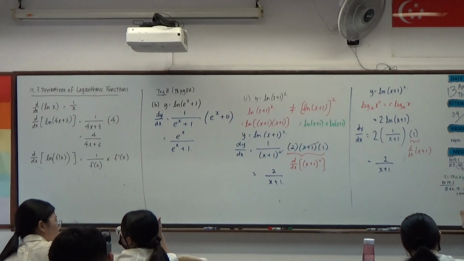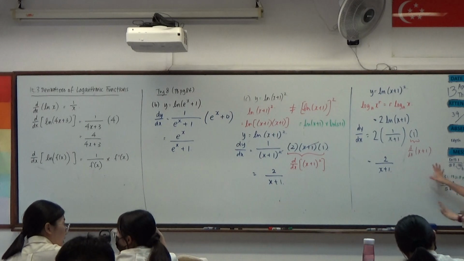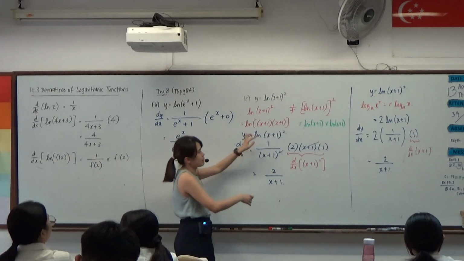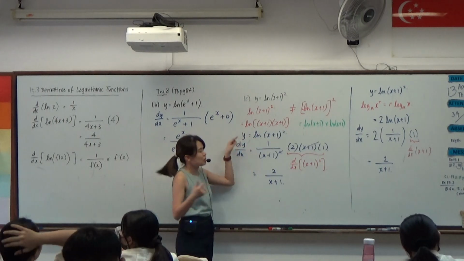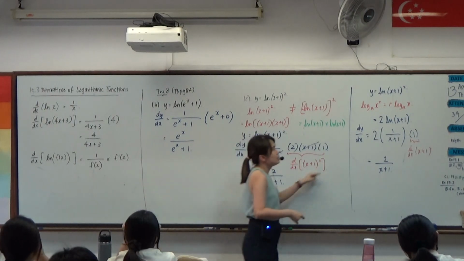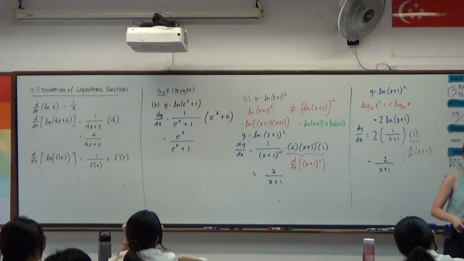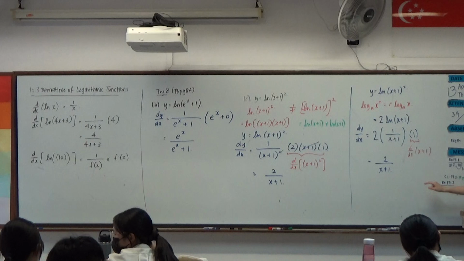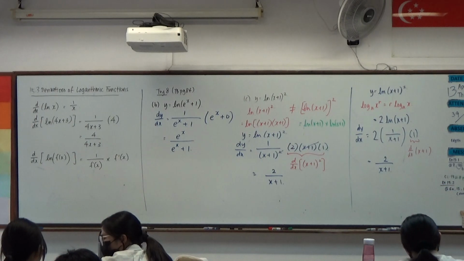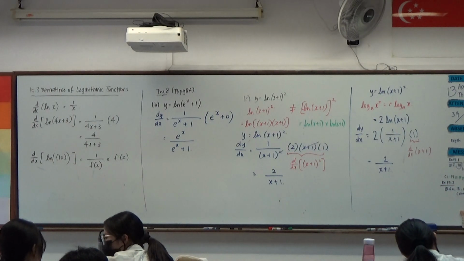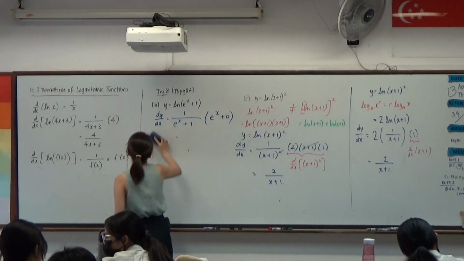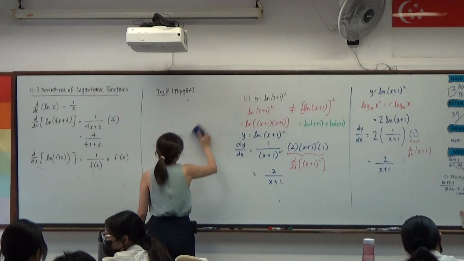Okay? So I'm showing you two methods. One is to actually differentiate by brute force. That means whatever that you know, you continue to apply your chain rule. The other one is that you simplify it using your logarithm laws first, and then you go about differentiating. Okay? Knowing both methods will be helpful, especially the second method.